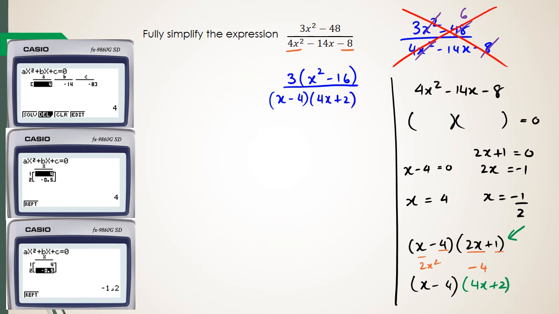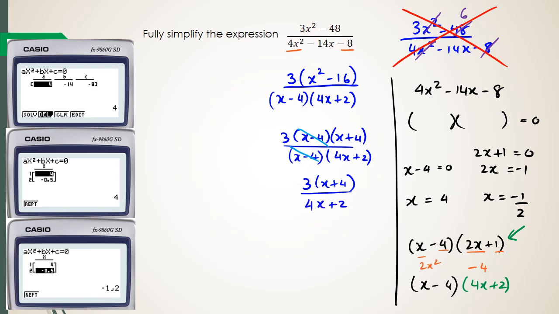Now x squared minus 16 could be split up as x minus 4 and x plus 4. And in the denominator, I've got x minus 4 and 4x plus 2, which means now I can cancel out my x minus 4 and x minus 4. And what I'm left over with is 3 bracket x plus 4 over 4x plus 2. Now, unfortunately, I can't actually simplify this any further, so that is my final answer.